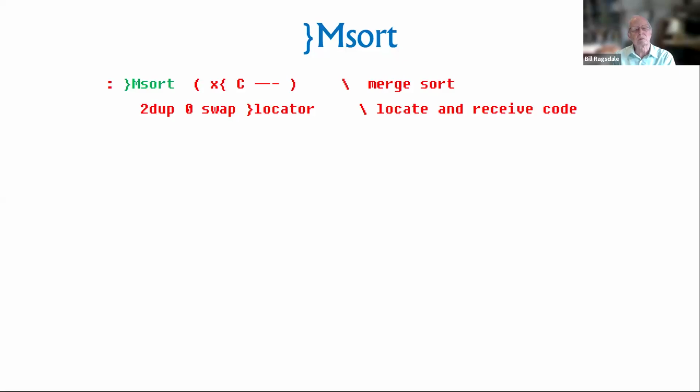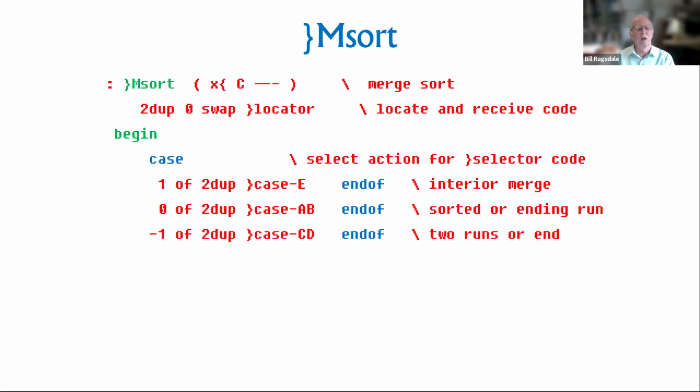Here's the code. The starting point is we set up and run locator, and now that has set up the AX, B, BX routines, and has returned a value saying, do we have one or two runs available? The case executes, and it takes those values, either the 1, the 0, or the -1 that has been returned by the locator, and it selects either the case E, the case AB, or the case CD.